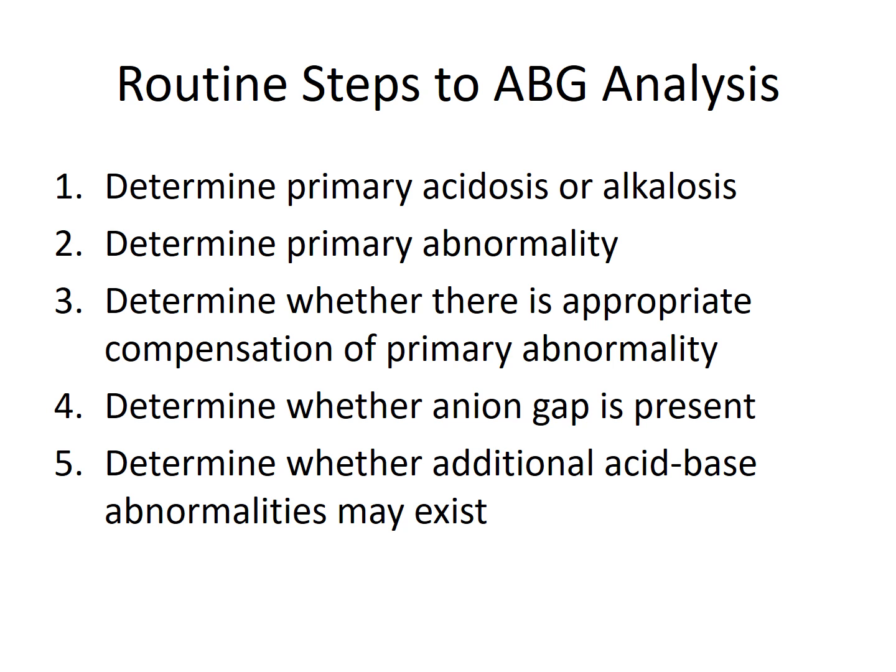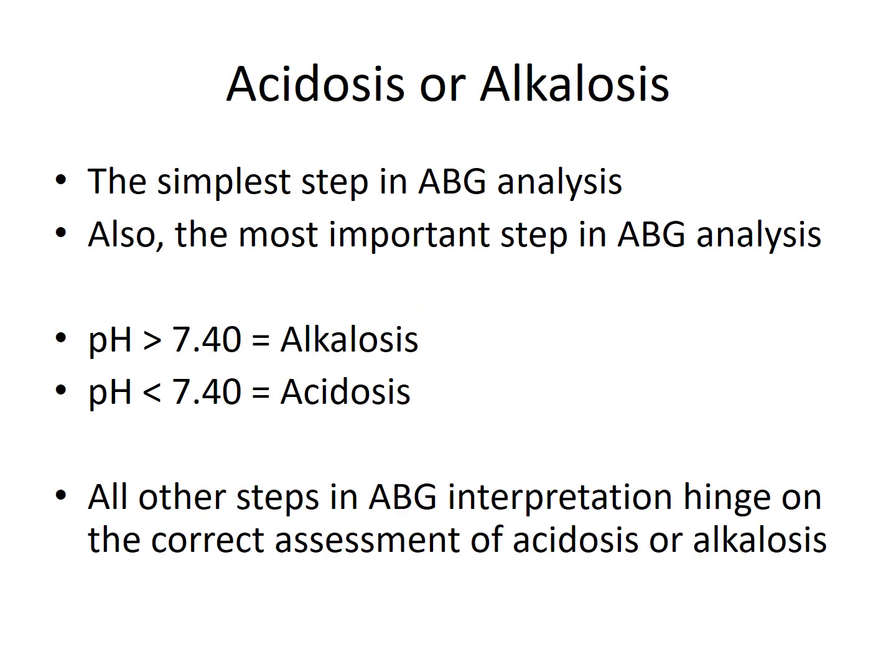Acidosis or alkalosis. It's probably the simplest step in ABG analysis. It's completely dependent on the pH. If greater than 7.40, then it's an alkalosis, period. If it's less than 7.40, then it's an acidosis, period. It really is that simple.